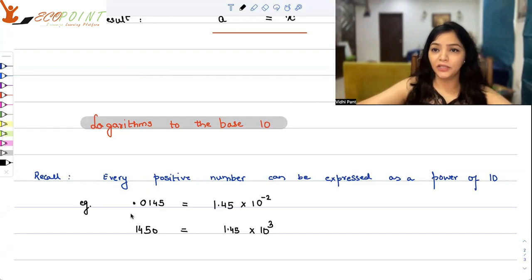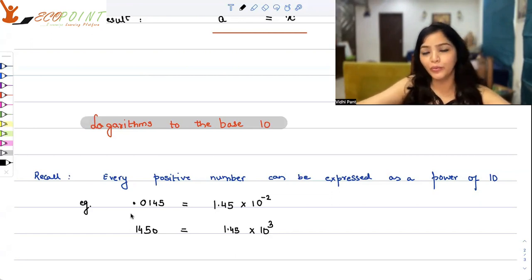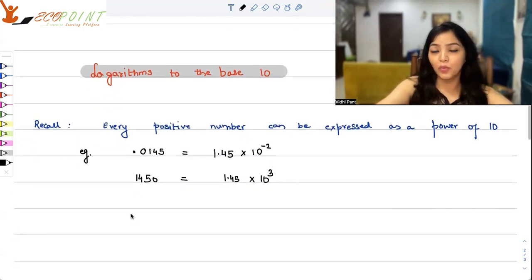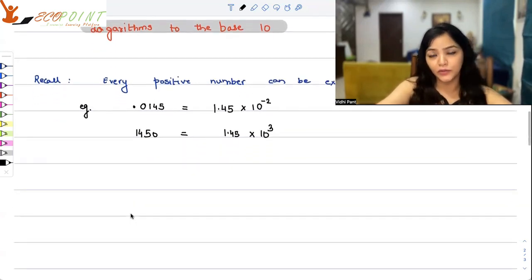Similarly, if I change the number to 1450, it could be written as 1.45 multiplied by 10 to the power 3. And there could be various ways of writing these numbers. All I was trying to tell you is that whether you have a decimal number or a whole number, you can represent it in terms of powers of 10. That is why originally, for a lot of calculations in the days when calculators were not there, the power of 10 was very helpful and useful.